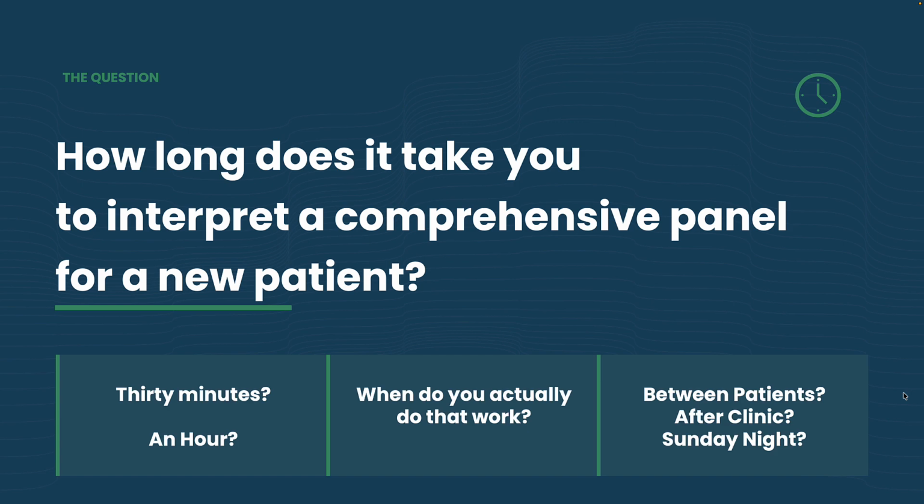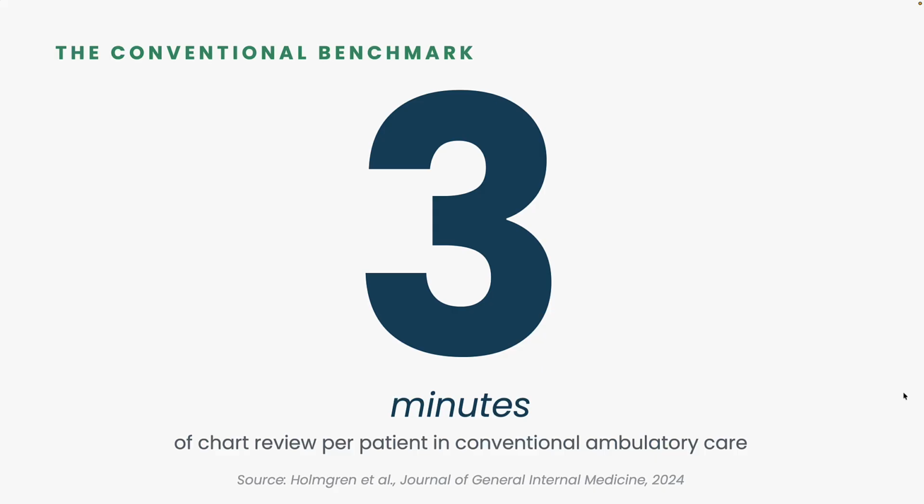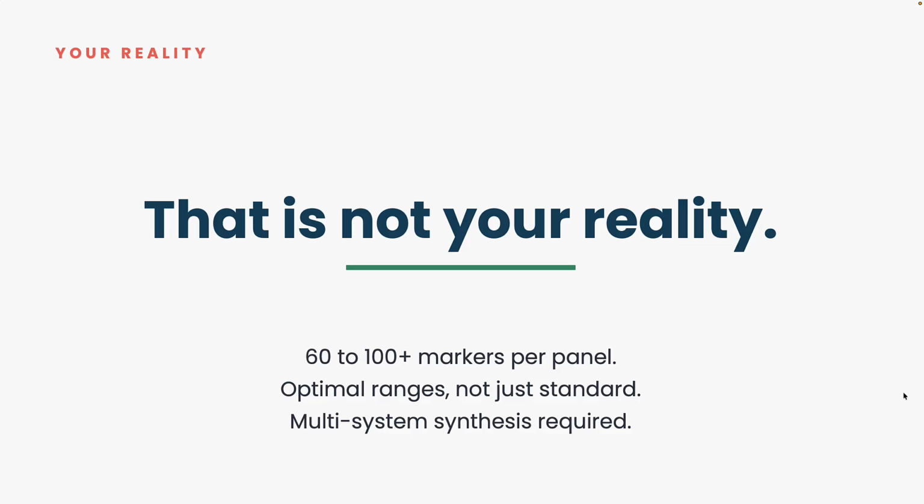If you practice functional medicine, you already know that lab interpretation is not a 5-minute task. But the size of that gap and what it actually costs you is worth talking about. A national study of 200,000 ambulatory physicians found that conventional ambulatory care takes about 3 minutes of chart review per patient, 1 hour per 8-hour clinic day. Across roughly 20 patients, that works out to roughly 3 minutes per patient. But that's not your reality.